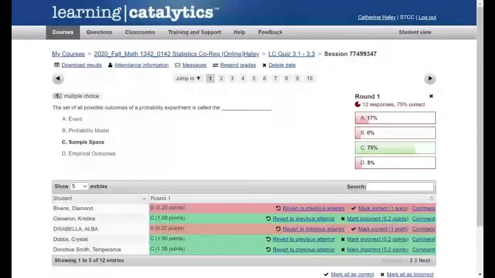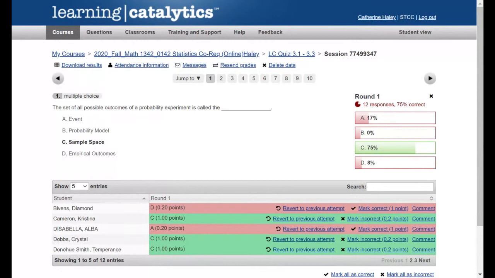Okay, now I'm going to try to share my screen with you for that Learning Catalytics quiz so we can go over that one. So let's see. Hopefully it's this one. Okay, so this was question one. This is the Learning Catalytics quiz that was due earlier today. And yes, we are going to do the other one together. So it's a different one, although there are some similar questions on it.